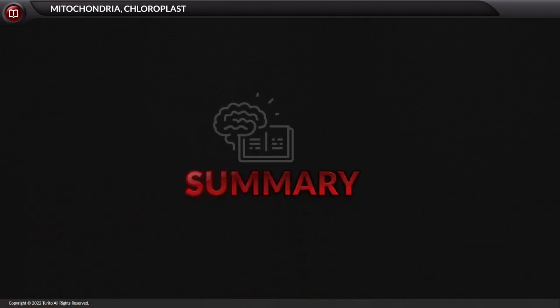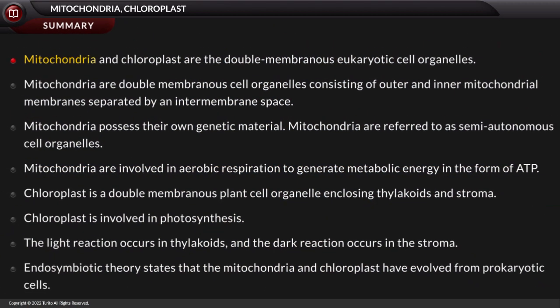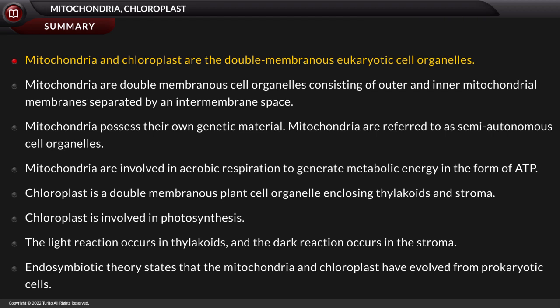Let us summarize. Mitochondria and chloroplast are the double-membranous eukaryotic cell organelles. Mitochondria are double-membranous cell organelles consisting of outer and inner mitochondrial membranes, separated by an intermembrane space. Mitochondria possess their own genetic material. Mitochondria are referred to as semi-autonomous cell organelles. Mitochondria are involved in aerobic respiration to generate metabolic energy in the form of ATP.